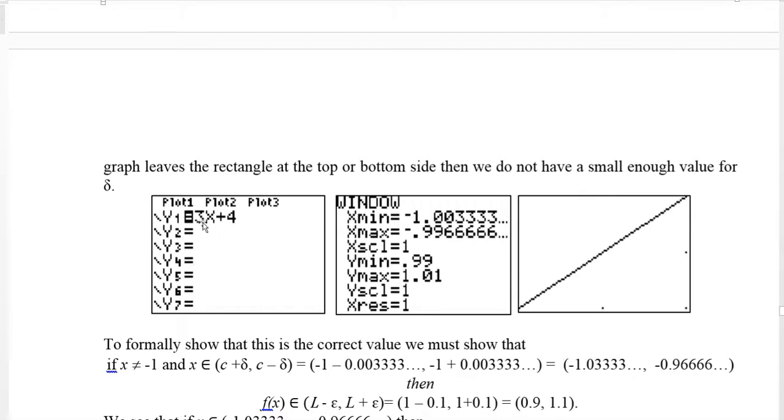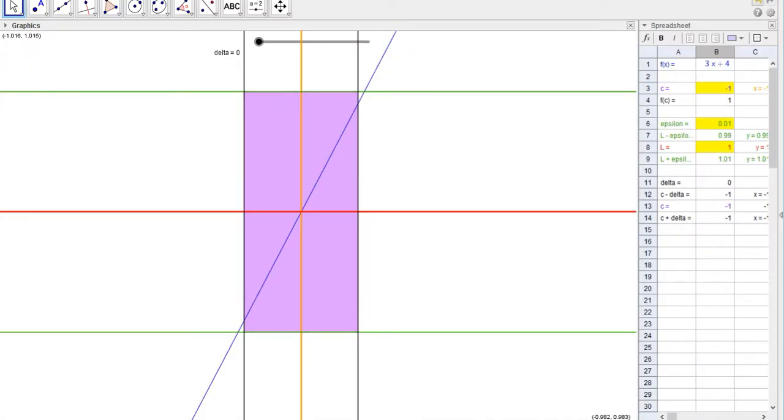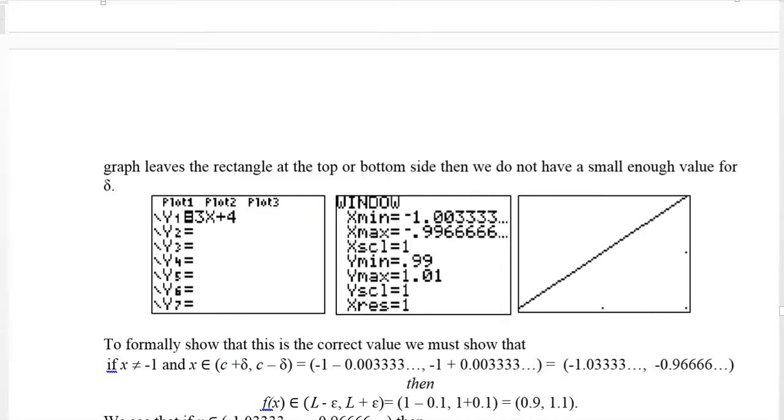So we could graph this on that window. So we could graph 3x plus 4. If you've got the right delta for the given epsilon, you set x min to be c minus delta, -1 minus the delta we chose. And x max is c plus delta, that's -1 plus the 1/300. And the y's are from L minus epsilon to L plus epsilon, so the y min and y max. That gives us that what you're graphing there corresponds to just the purple rectangle over here in this picture. And on that picture, if we've got the right delta, we should see the graph going out the left and right side, but not the top and bottom. If we have the smallest delta that works, at least one of these two corners will be where the graph goes out of the picture.